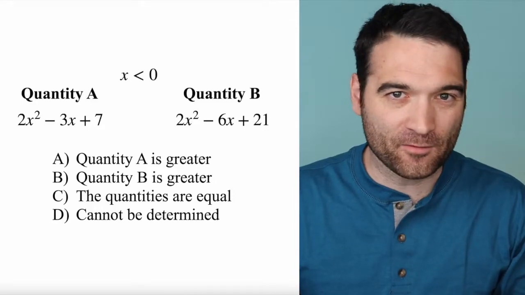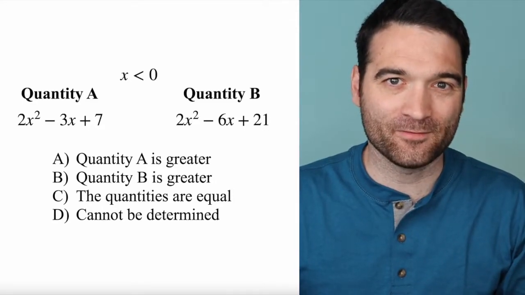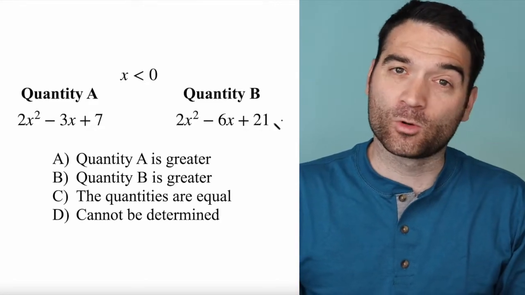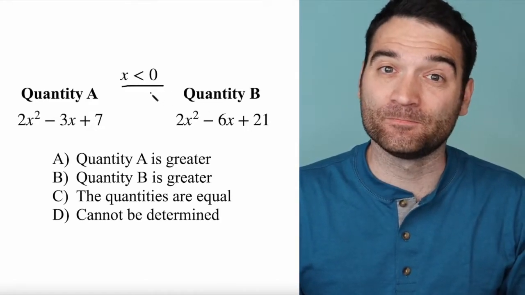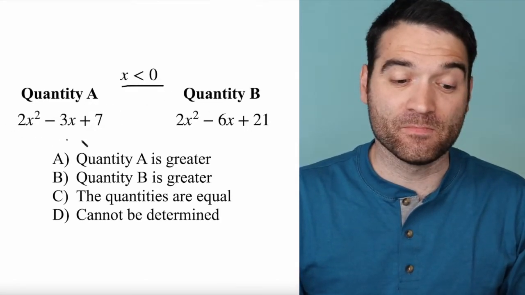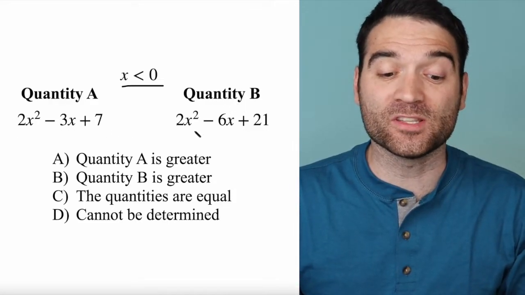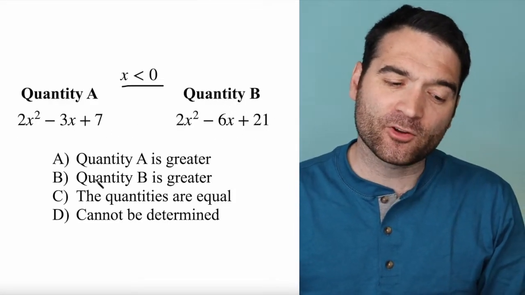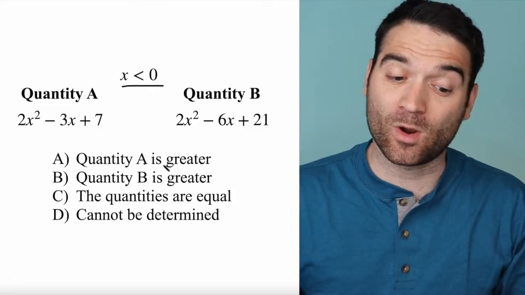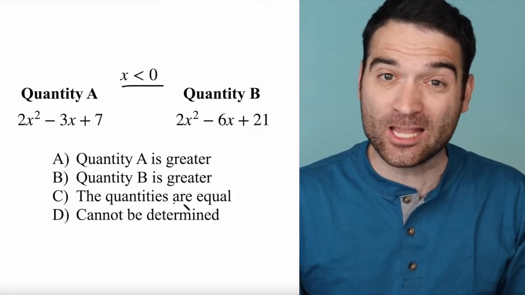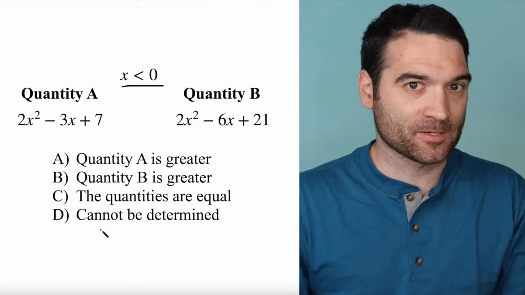All right, it's everyone's favorite GRE question type, quantitative comparison. Let's take a look. We're told that x is less than 0. And we have quantity A, which is this expression right here, and quantity B, which is this expression right here. And we need to figure out which quantity is greater. Is quantity A greater? Is quantity B greater? Are they equal, or can it not be determined?